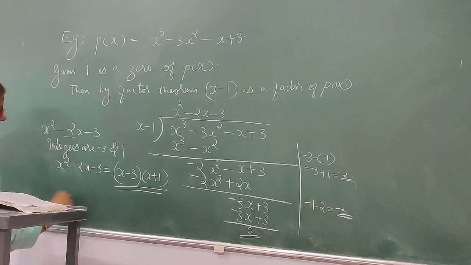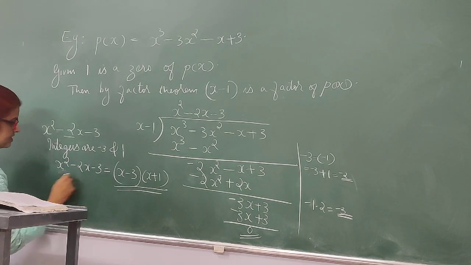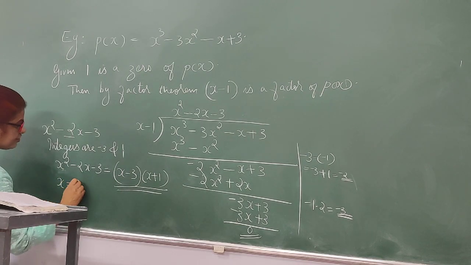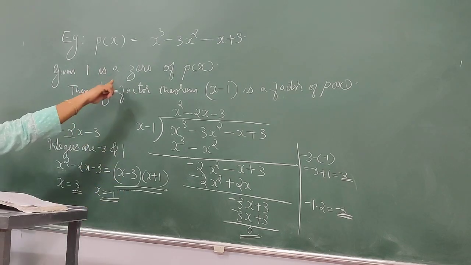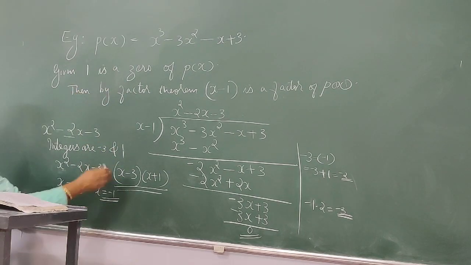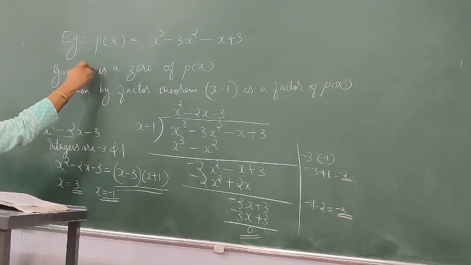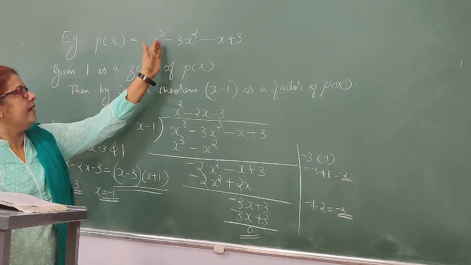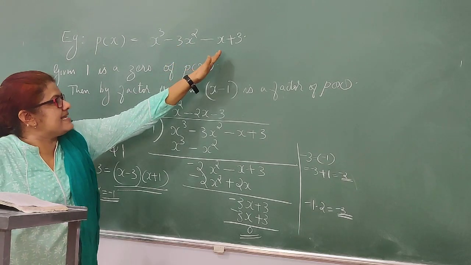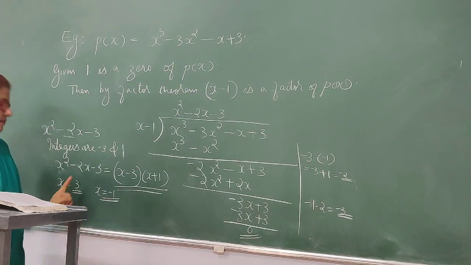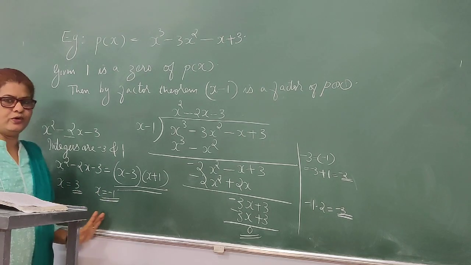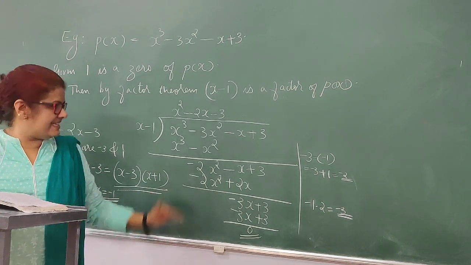So we can conclude the two zeros here are x equal to 3 and x equal to minus 1, and already we have one zero given. So the three zeros of this polynomial, x cube minus x square minus x plus 3, are 1, minus 1 and 3. We can conclude. Okay, I think it is clear.